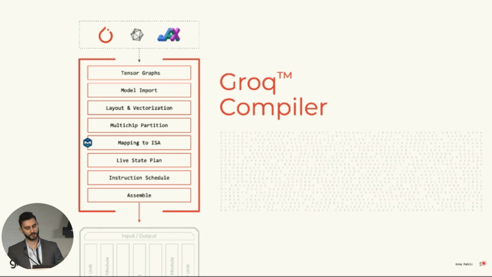Now, this is where the Groq compiler's method of compilation is different from other ML compilers. We don't have any kernels here at all. Instead, what we do is we map the program to the simple ISA of the chip, and then we schedule those instructions cycle by cycle.